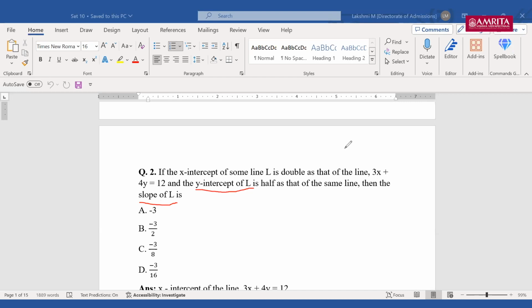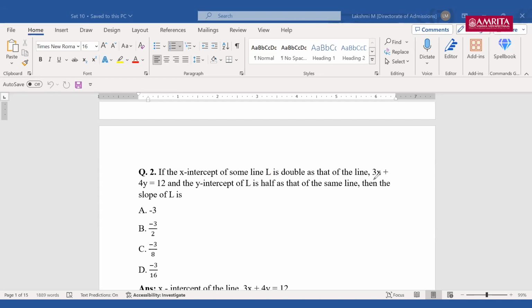Yes, Siddharth, we can just check. These are the two conditions, or clues, given in the question, which are going to help you find out the slope of L. For you to find out the slope of a line, you need the line itself, right? So first you need to find out L, and then you have to find out the slope of L.